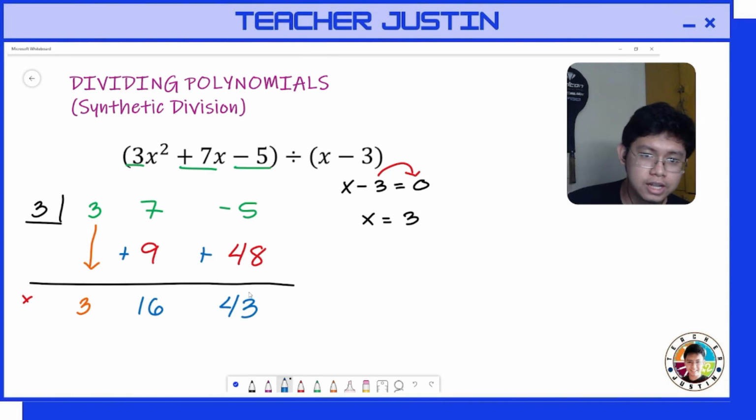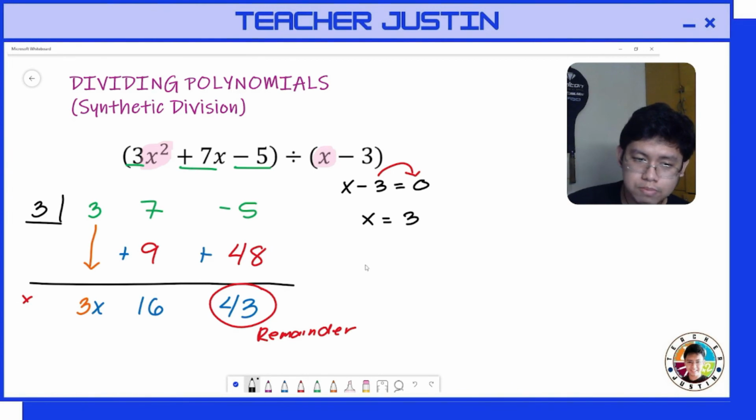After applying synthetic division, let's identify what will be the variable of our leading term. Since we divided x squared by x, our leading terms' quotient is x. Therefore, we will start with x, followed by our constant. Then our last term, 43, will serve as our remainder. Okay? And let's write our final answer.